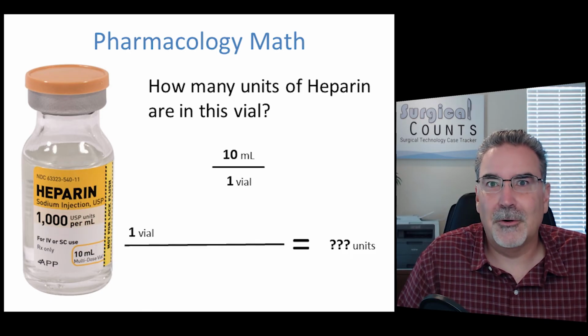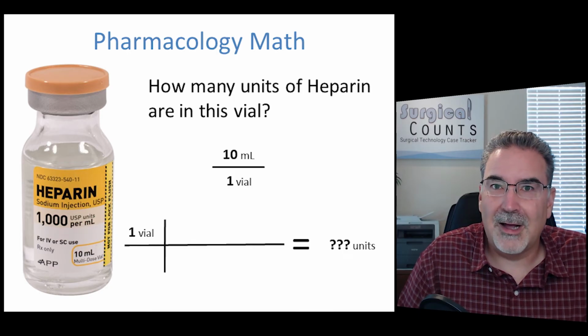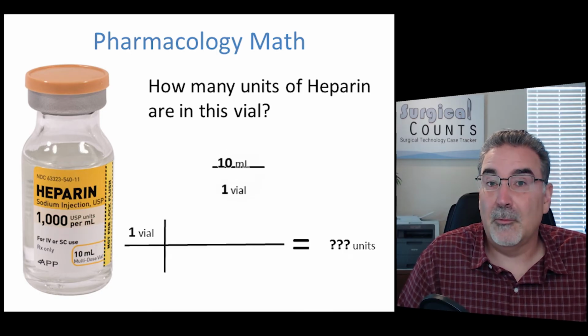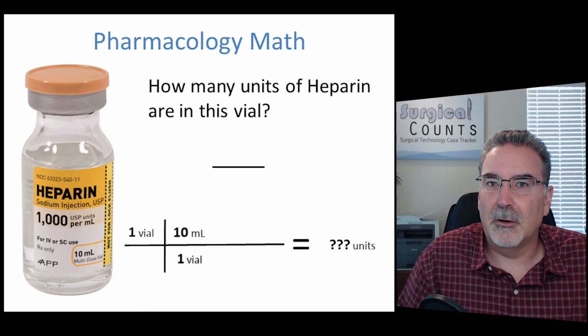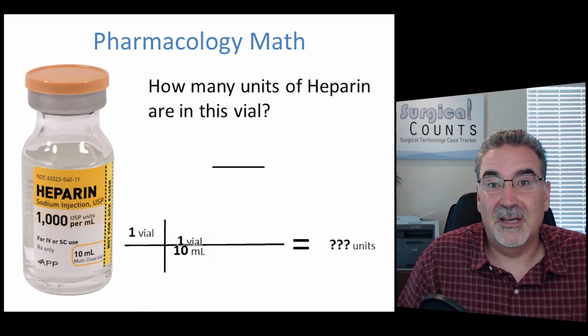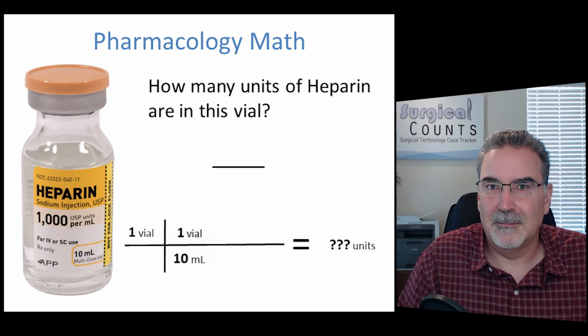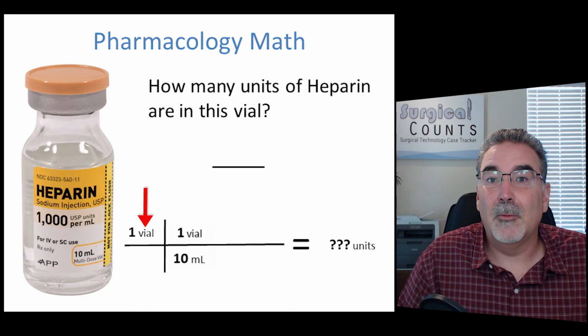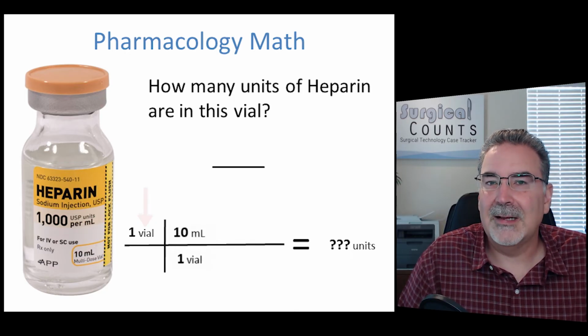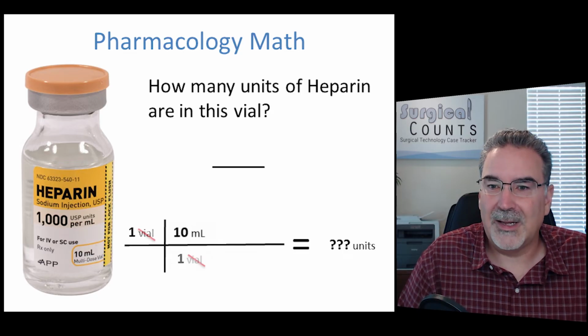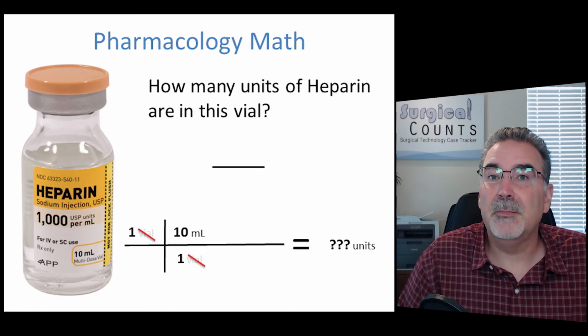So let's plug it into our equation. We're going to draw the vertical line just to keep things neat, and then we're going to write 10 milliliters over 1 vial, or 1 vial over 10 milliliters. Well, we have vial on the top, and we want to cancel it out, so we're going to write it with a vial on the bottom. So we're going to write it as 10 milliliters over 1 vial. And when we do, we can cancel out our vials, and we're left with milliliters.